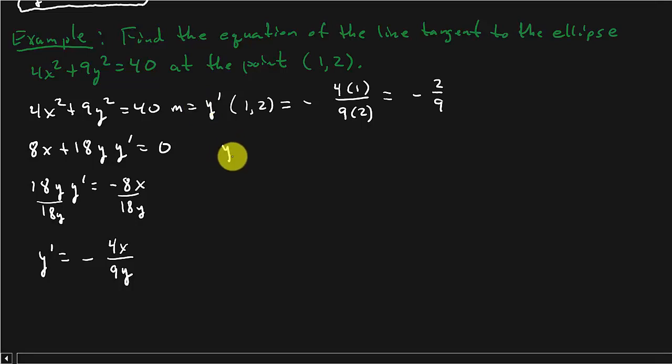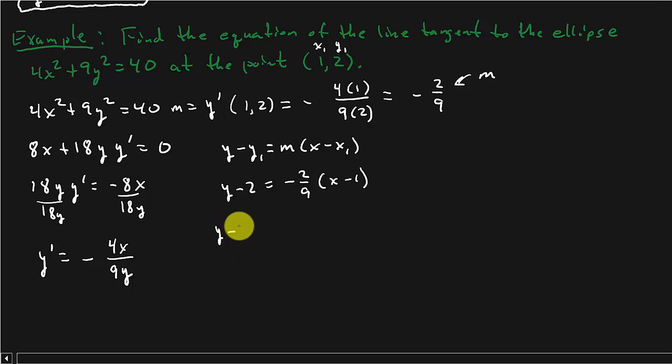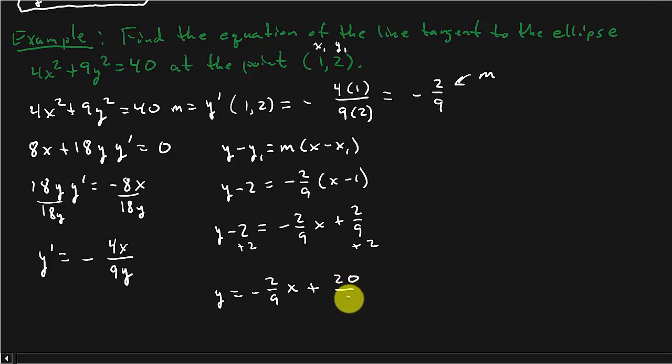All right. Now we use y minus y1 equals m times x minus x1. Remember, this is x1, this is y1, and that's m, your slope. So y minus 2 equals negative 2/9 times x minus 1. Y minus 2 equals negative 2/9 x plus 2/9. Now I'm going to add 2 to both sides, so y equals negative 2/9 x plus, is that 20 over 9? And so there's the equation of your line.